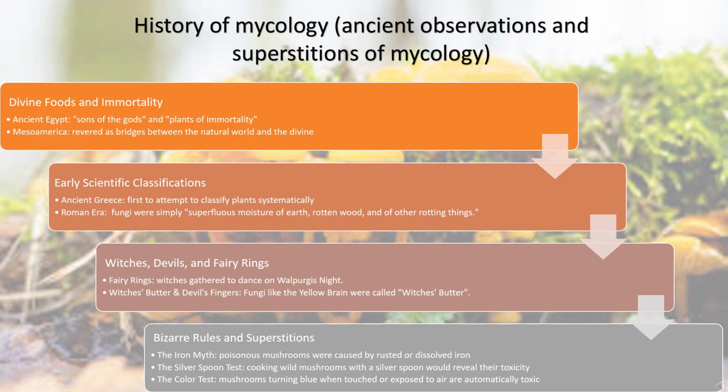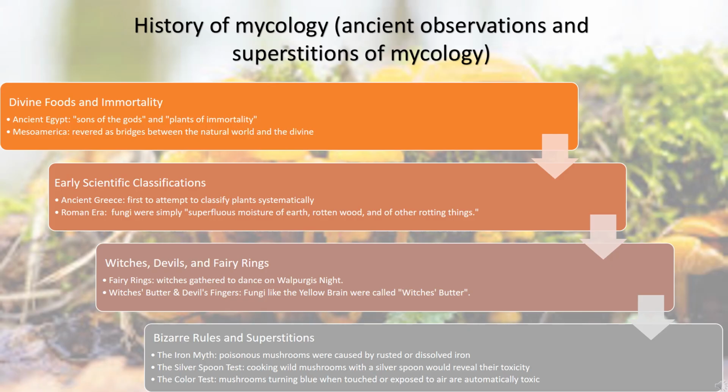2. Early scientific classifications. Ancient Greece. The Greek philosopher Theophrastus, 371 to 288 BC, was one of the first to attempt to classify plants systematically. However, because fungi lack traditional roots or leaves, he grouped them as plants missing certain organs. Roman era. Pliny the Elder observed truffles and other fungi in his Natural History. He inaccurately deduced that fungi were simply superfluous moisture of earth, rotten wood, and of other rotting things. This idea that mushrooms were born from decay dominated European understanding for centuries.